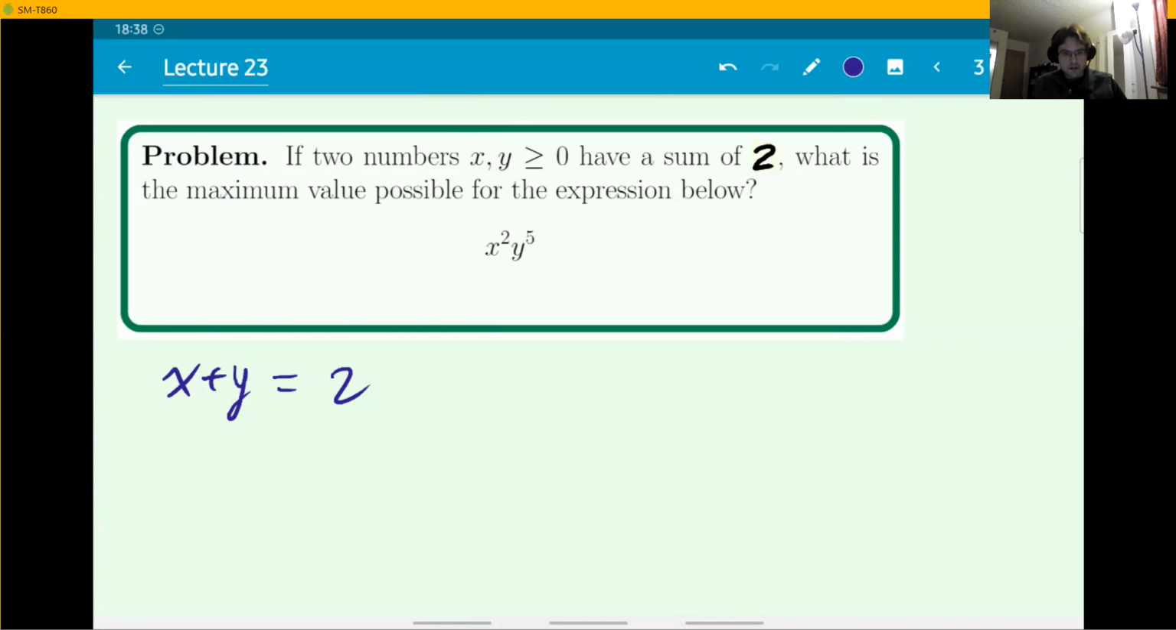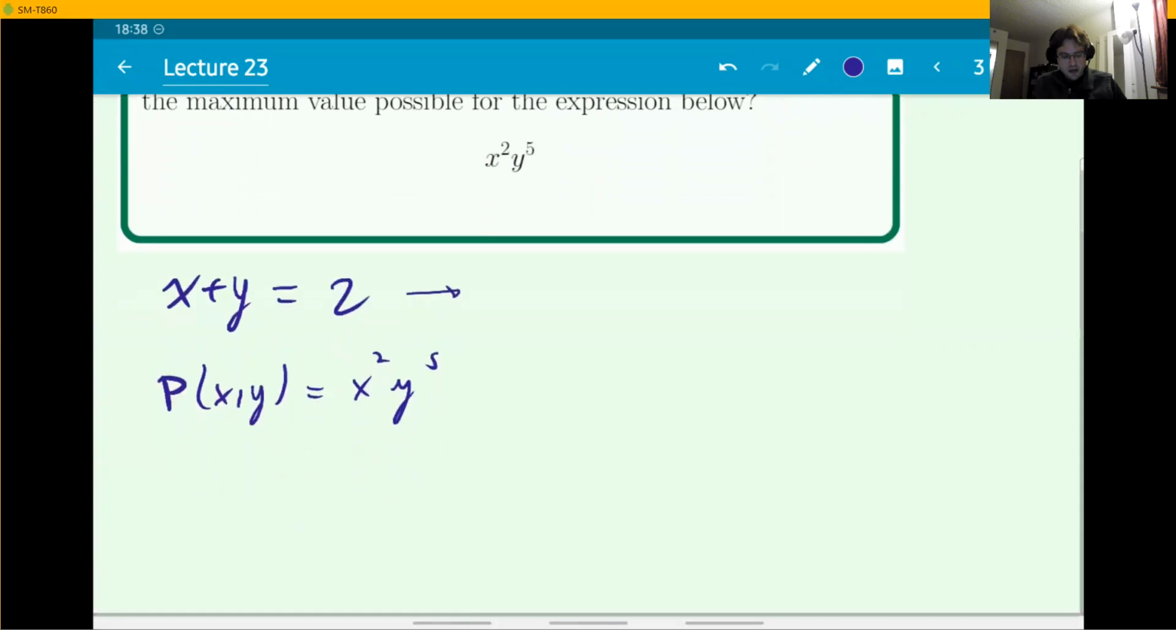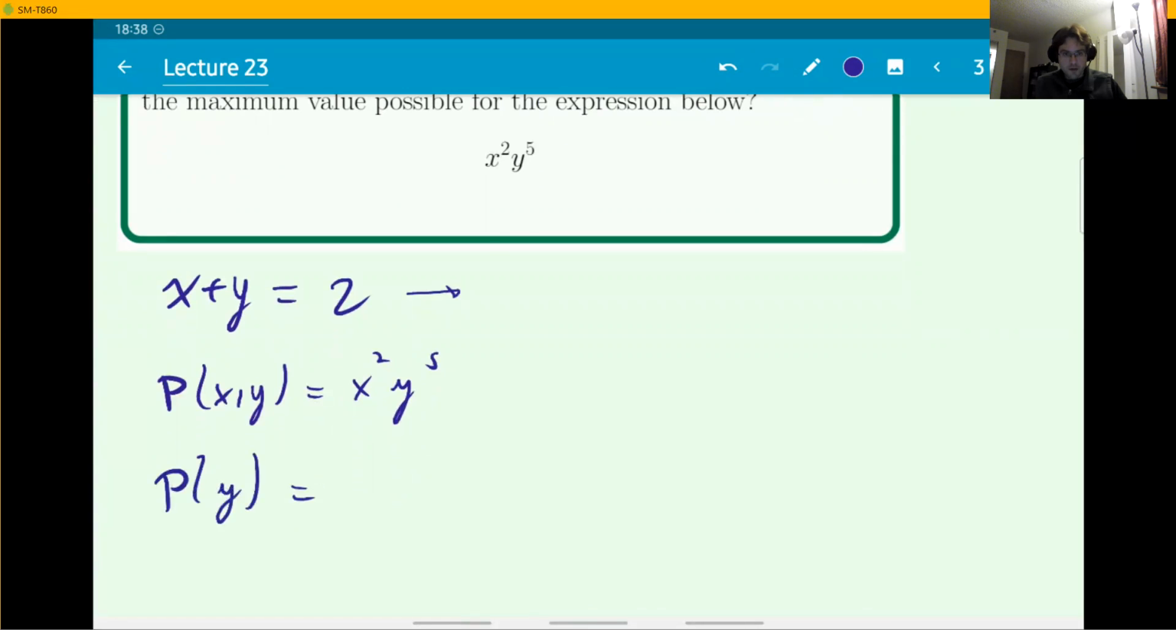So this is the constraint. We are going to need to use this to solve for one of the variables in terms of the other. And the function that we are interested in this time is x squared y to the 5th. As it turns out, it's probably better for us to write this as a function of y instead of x, meaning that I'm going to solve for x in the constraint. x is 2 minus y, and I'm going to plug that into here. 2 minus y squared, y to the 5th.